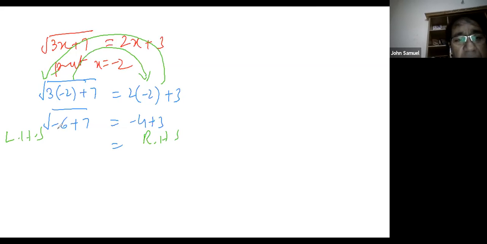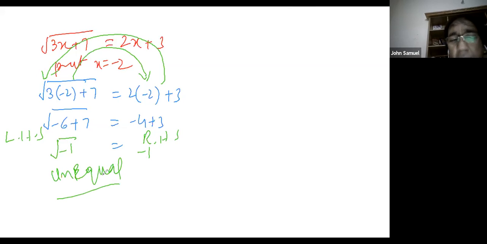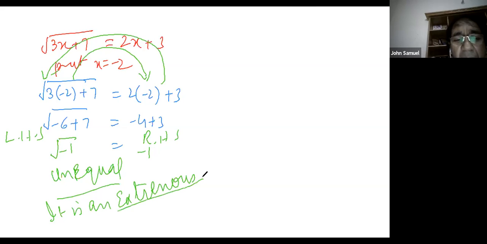So here what we will get: minus 6 plus 1 plus 7 is what? Minus 1 is there. So minus 1, whereas on this side it is minus 1. So you can see that these are not equal. These are unequal. So we can say when there is a not-equal situation, it is an extraneous root. An extraneous root is such a root which does not make the equation true. जो इक्वेशन को ट्रू नहीं करती वो कहलाती है एक्सट्रीनियस रूट.